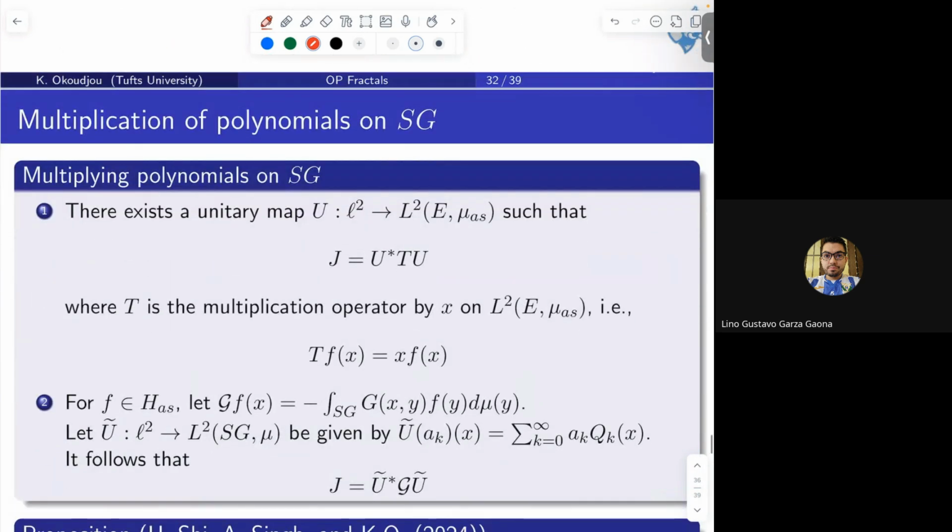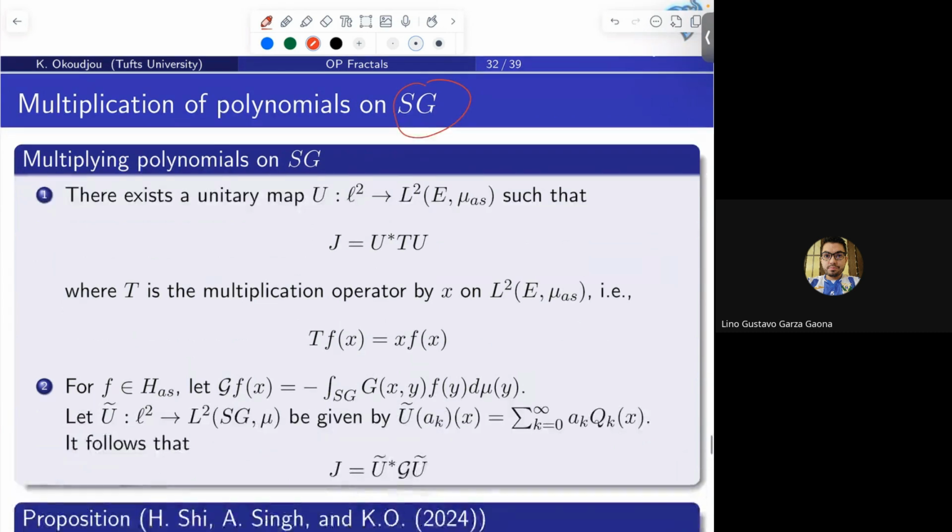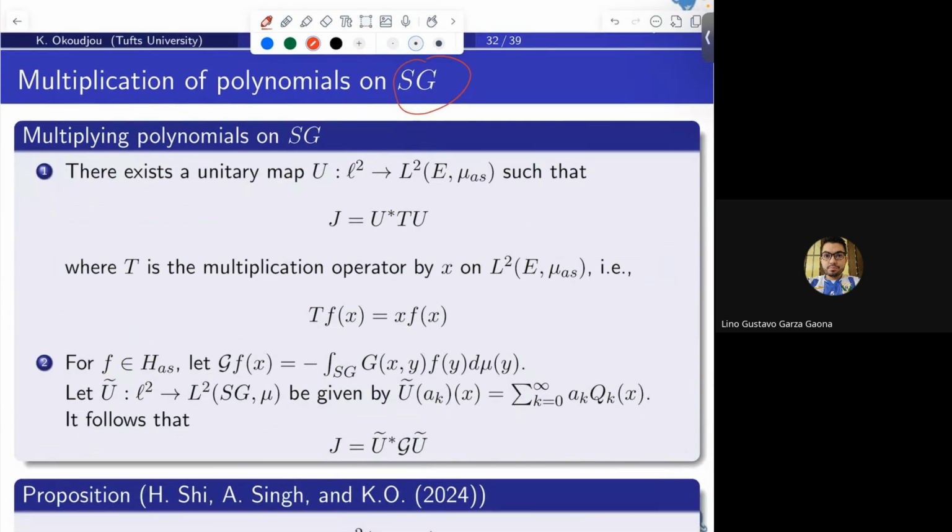So what I want to maybe end with is how you get a multiplication on the Sierpinski gasket. What we'll do is define a unitary map U that goes from L2 on the integers to L2 of the spectral measure. And the multiplication of this map is just going to intertwine the mapping T, okay? Where T is a natural multiplication operator on the V space.